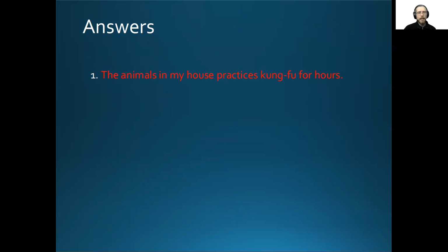So, the animals in my house practices kung fu for hours. The corrected version of that sentence would be, the animals in my house practice kung fu for hours. Here we have that issue of words in between the subject and the conjugated verb. The animals is the subject. I should say the animals are the subject of my sentence. The animals in my house practice kung fu for hours. So the verb practice has to be conjugated in the plural.